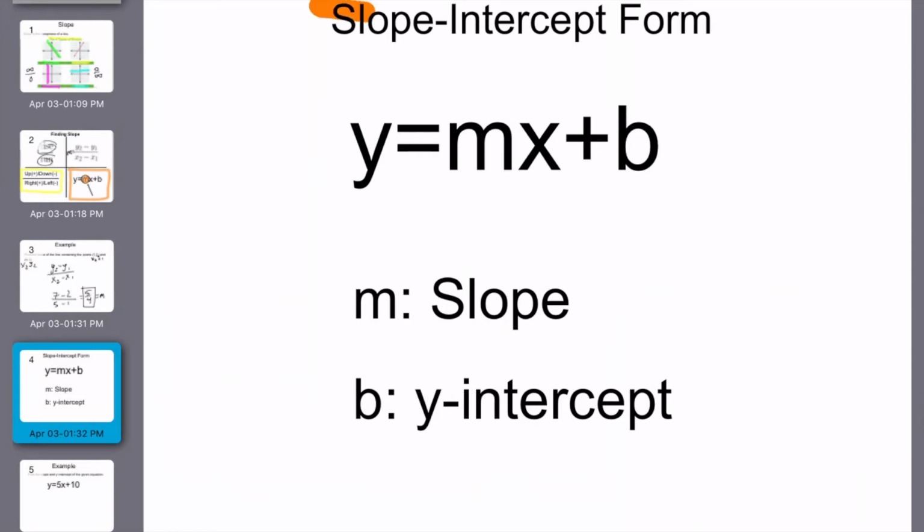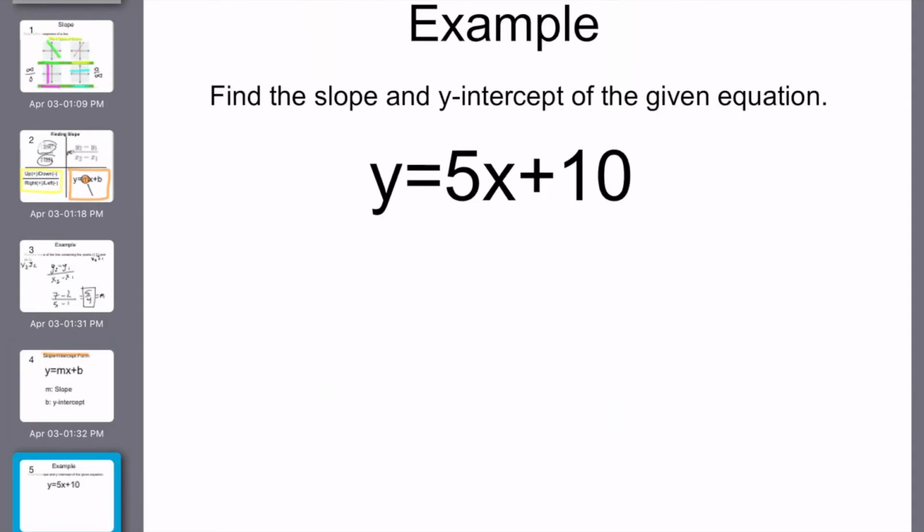Everything is given to us in the name. y equals mx plus b gives us our slope and the y-intercept of a line, which is great. This is how we're going to be writing almost all of our equations of lines, especially when it's linear. So let's jump right into some examples.